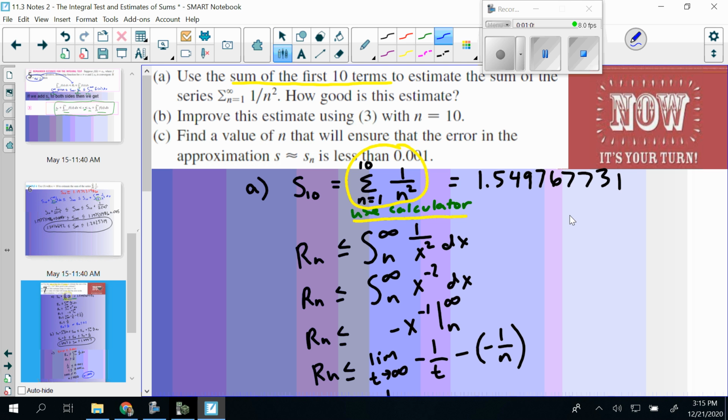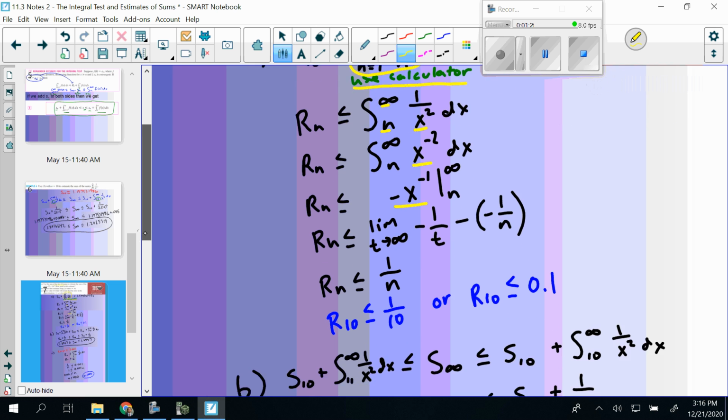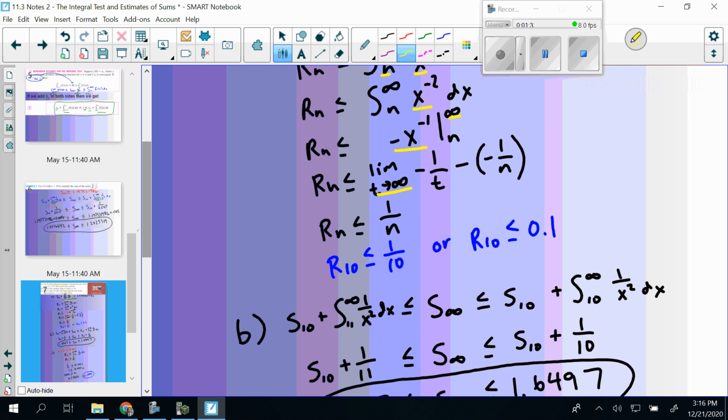All right, next part of that, they want to know how good an estimate that is. So we want to use here that our R value, our error, should be less than or equal to the integral from n to infinity of that series. I'm just going to solve it with n in there. So 1 over x squared is the same as x to the negative 2. There's an antiderivative. I'm going to introduce a limit as we go to infinity, since we have infinity as one of our limits. And then we know as this goes to infinity, that's going to go to 0.